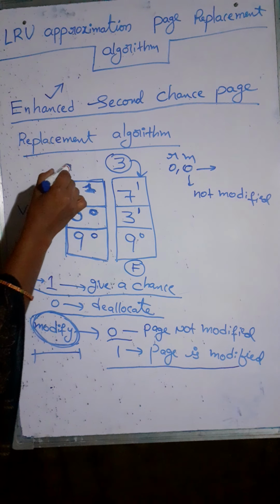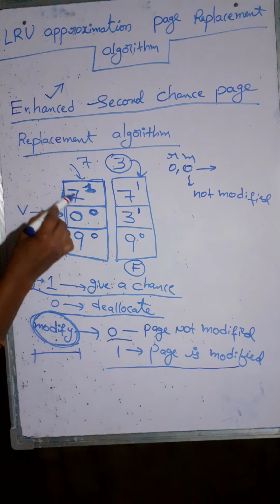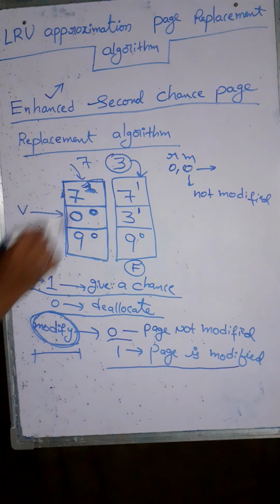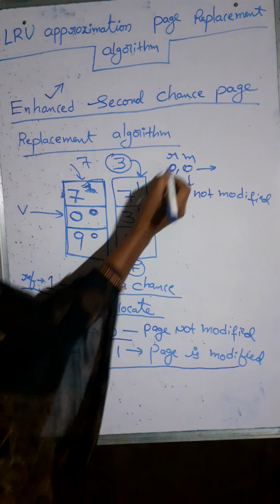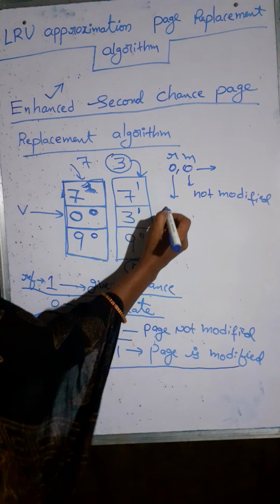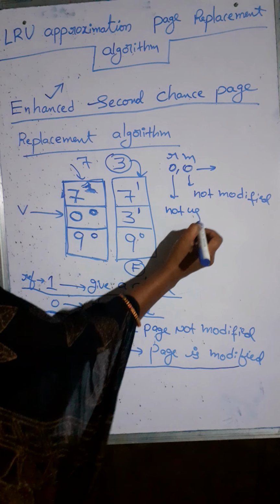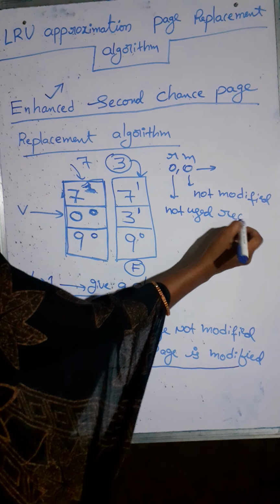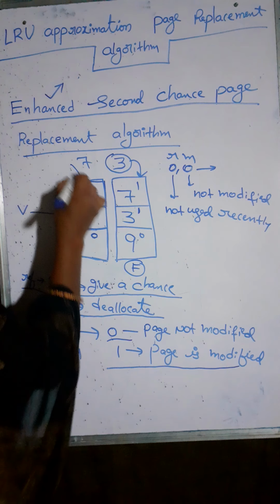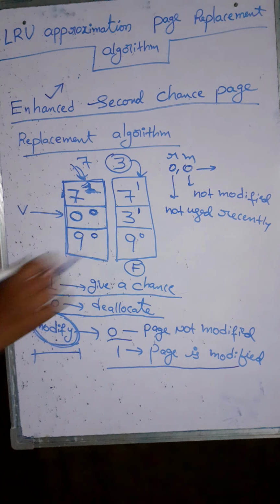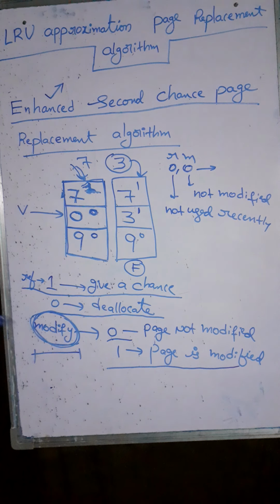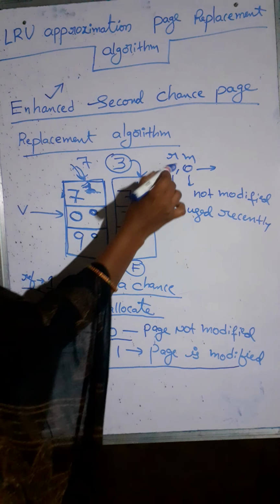When we load a page into the primary memory, while loading the page, we should set reference bit to 1. That means if we use that page, then we should set reference bit to 1. So reference bit 0 means this page has not been used recently. If you use a page recently, then we should set the reference bit to 1. That is the meaning of 0, 0.